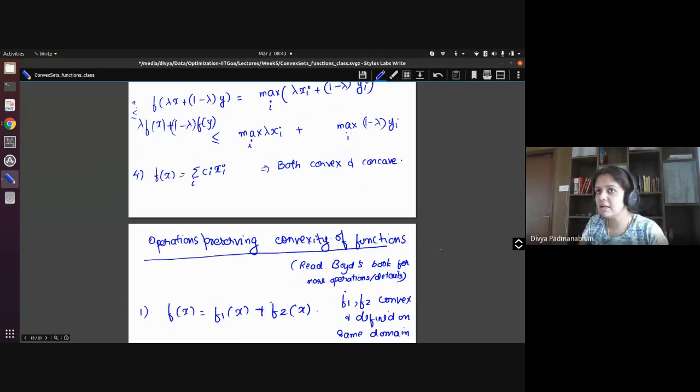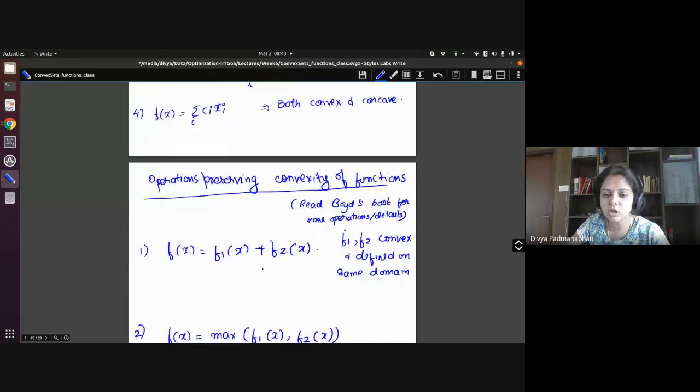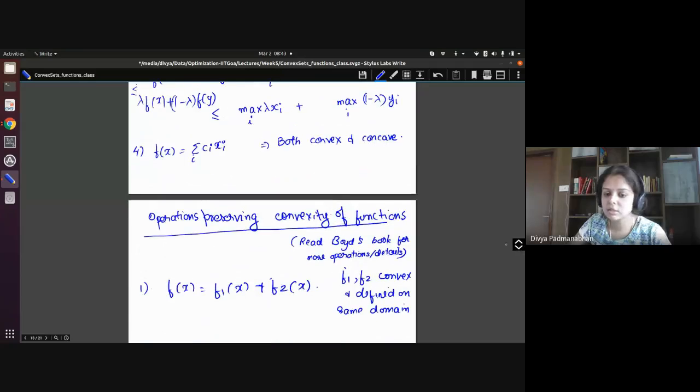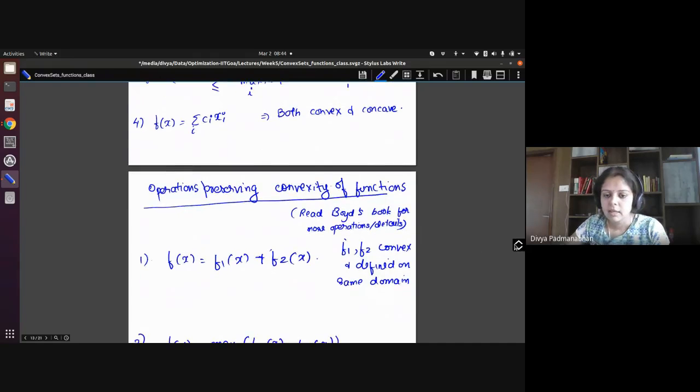So this is not an exhaustive list, but just to give some idea about it. So if two functions are convex, the sum is also going to be a convex function, and of course by default you should have that it's defined on the same domain. Otherwise, it doesn't make sense to add these functions. So you should verify that the definitions hold through here too. So that's about adding two functions.